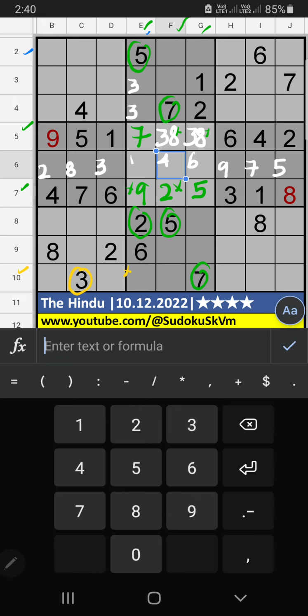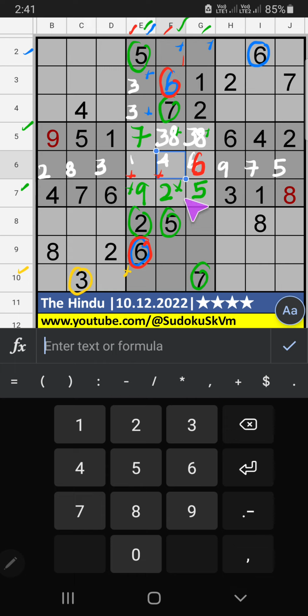Second row, column E, we have 6. So 6 can't come in these cells. Then 6 is confirmed here. Column E, column F, we have 6. So 6 can't come in these cells. Then 6 is confirmed here.